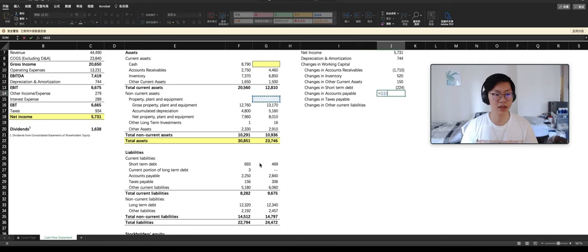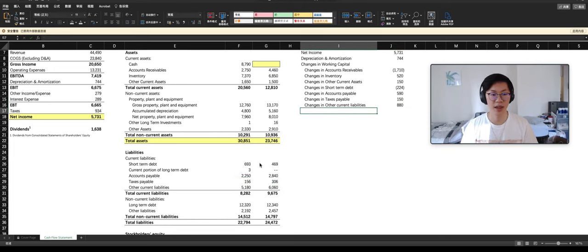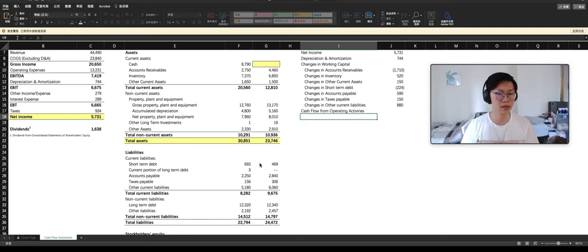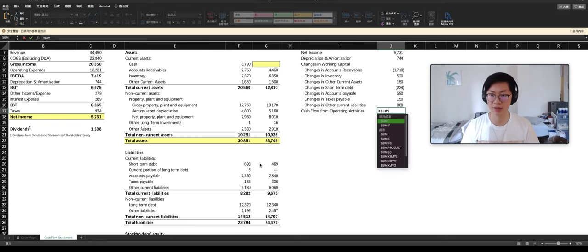The changes happening in accounts payable are the same as what we did before. Just to quickly check the formulas, I think that's all for the changes in operating working capital side, and we sum it up. And that is the sum of it.